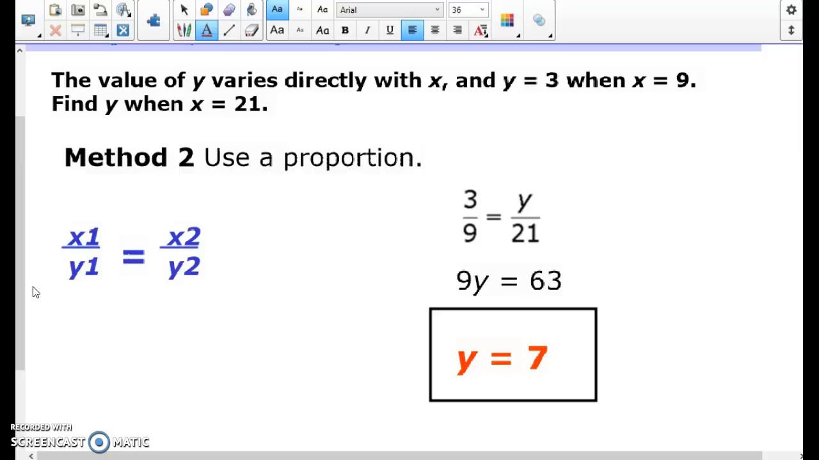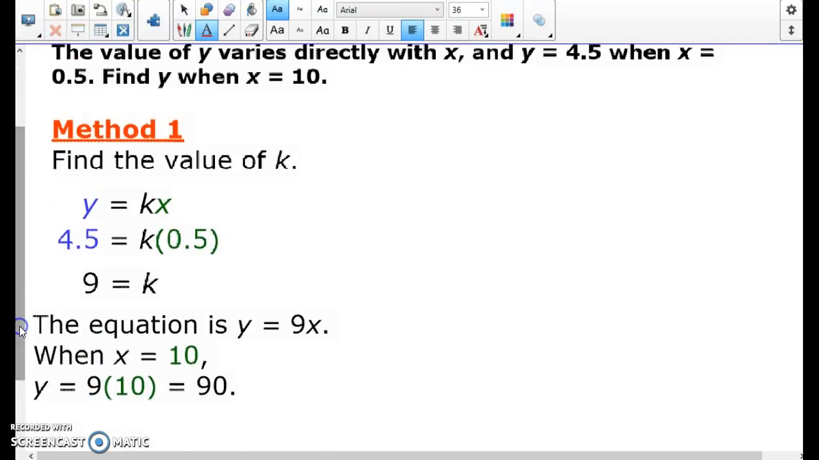The other way to figure it out, which I think is much simpler, is setting it up as a proportion. So I know my first time I'm solving this, my y is 3, so there's my 3, and my x is 9. The second time I'm solving it, I know my x is 21, so look how they're both matching. 9 is x, 21 is x, they're both on the bottom, and 3 is my y, and I don't know my other y. So then I'm just going to cross multiply. 3 times 21 is 63, 9 times y is 9y, so I'm left with 9y equals 63, and my y is 7.